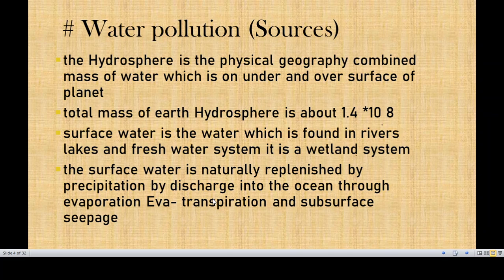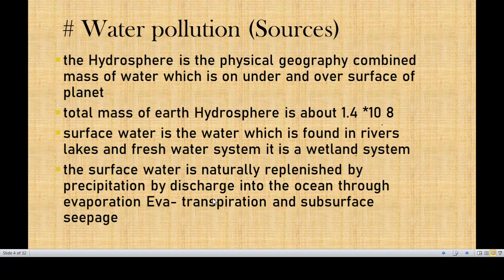Now, if you remember, we were talking about surface water as the water which is found in rivers, lakes and freshwater wetlands. So you should keep this concept very clear in your mind: surface water is present in rivers, lakes and freshwater wetlands. That means whatever water is present on this particular area of the planet will have natural replenishment. It will have precipitation, it will be naturally lost, and it will be naturally discharged into the ocean.